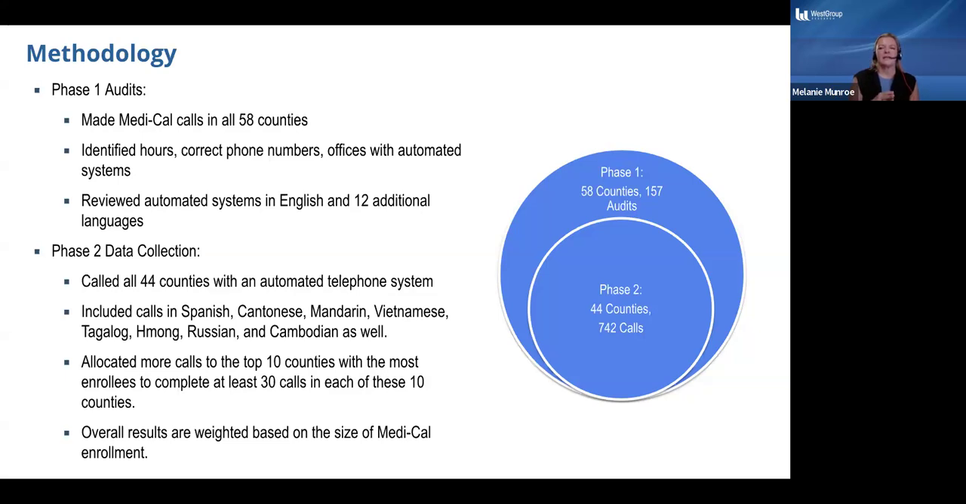And we decided, in thinking about how to distribute data collection, to call all 44 counties that had automated telephone systems. We were able to include all automated systems from the audits with Spanish, Cantonese, Mandarin, Vietnamese, Tagalog, Hmong, Russian, and Cambodian automated systems as well. And we had researchers and staff that were able to support those languages.